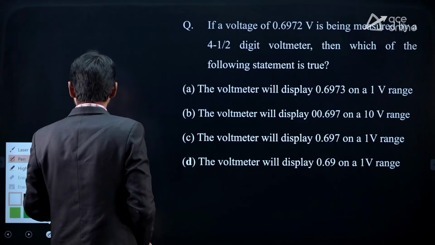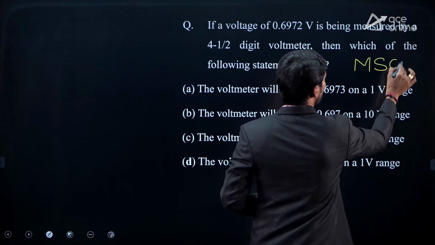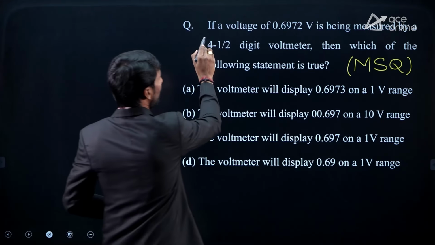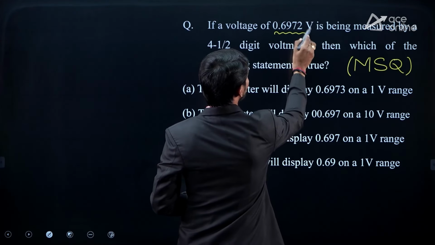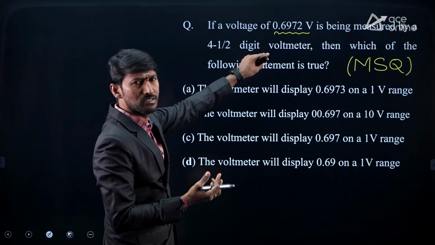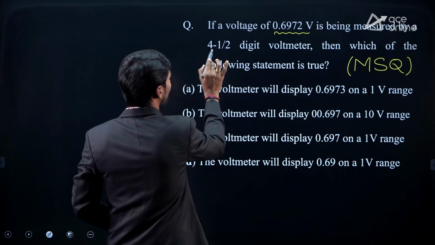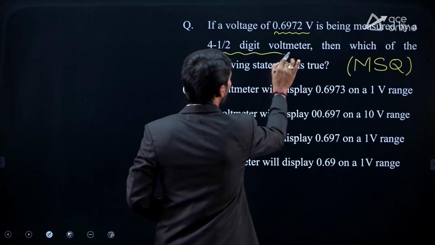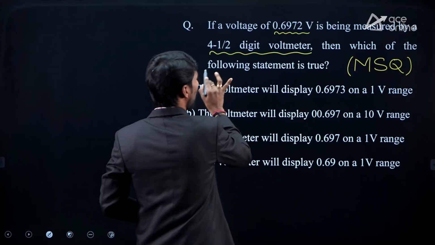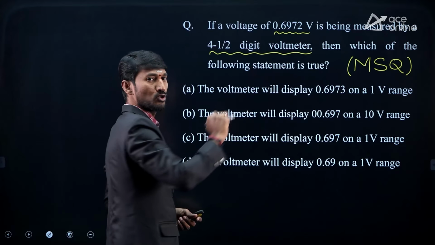It is an MSQ model question. This is MSQ. Now, it is related to the digital voltmeter. If a voltage of 0.6972 volt is being measured by a 4.5 digit voltmeter, then which of the following statements is true or are true? It is an MSQ model question.